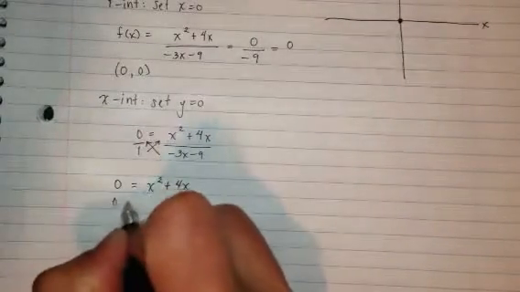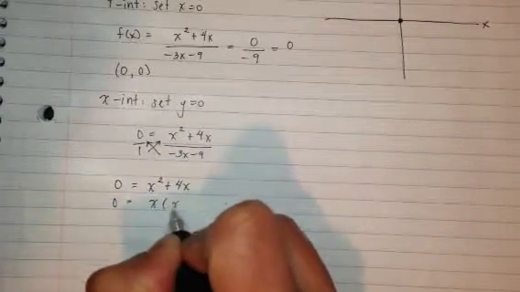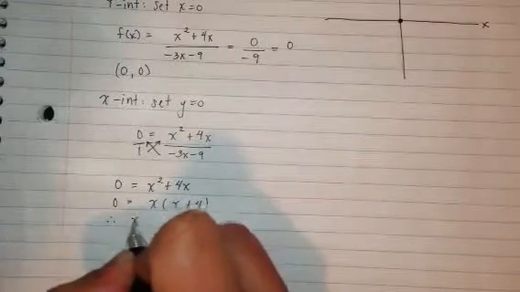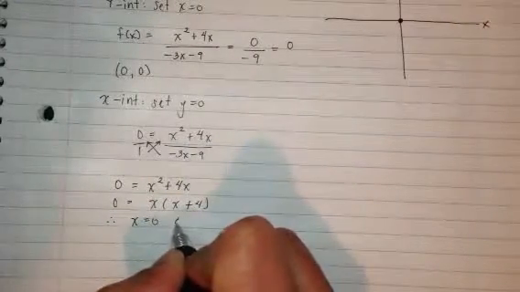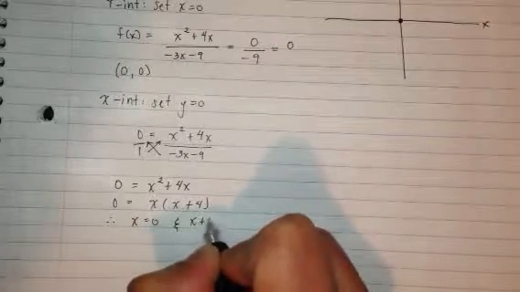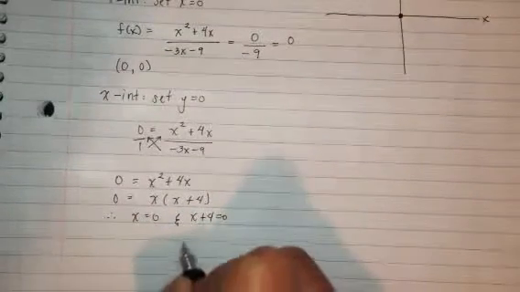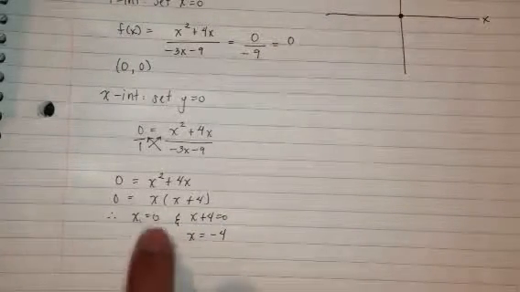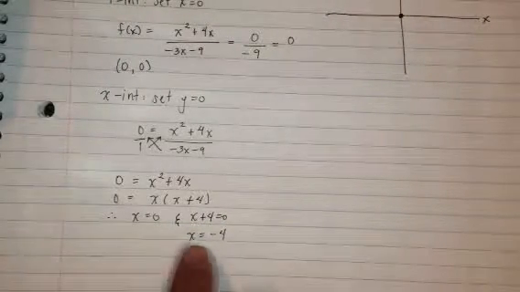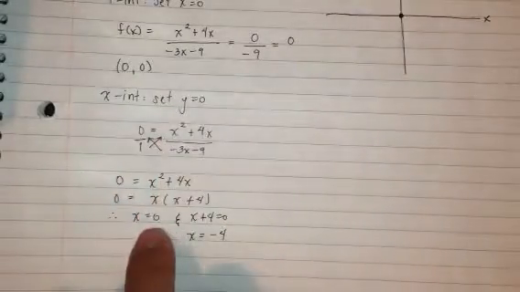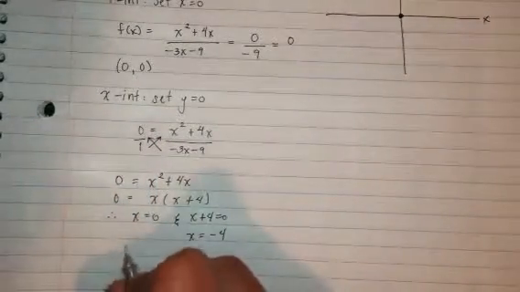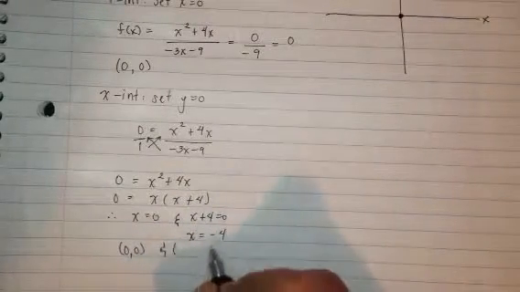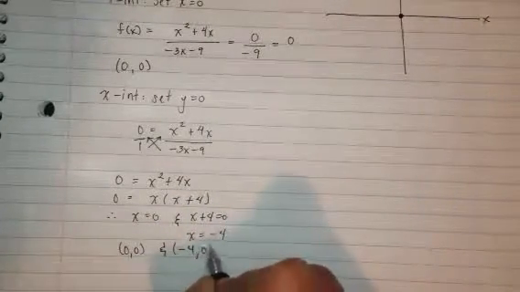And if you notice, you're going to factor out an x. You're left with x plus 4. So, therefore, we're going to have x equals 0 and x plus 4 equal to 0. That means x is equal to negative 4. So these are your x-intercepts. When y equals 0, we have this guy here, 0, comma 0. And then the other one is negative 4, comma 0.